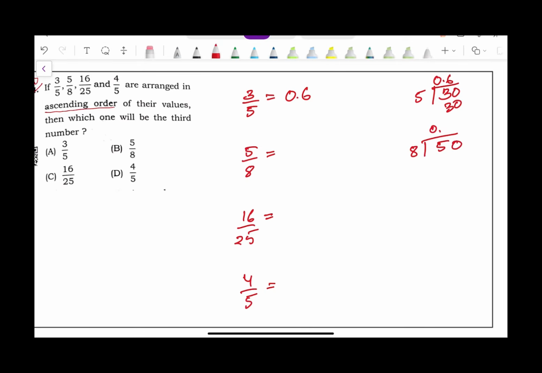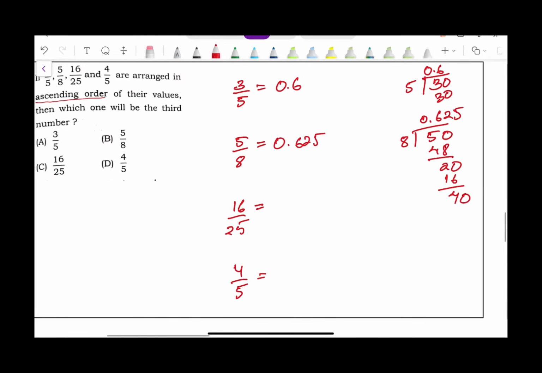0.50. 8 into how much? 8 sixes are 48. 20, 8 twos are 16. You'll have 4 here. 8 fives are 40. That means you will get this one as 0.625.